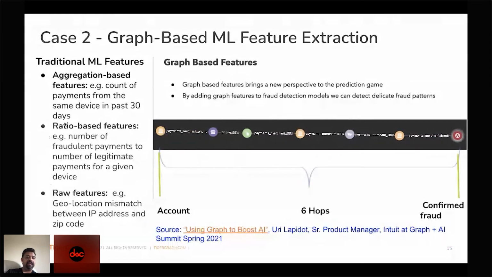These kind of features are traditionally what is used for traditional fraud detection. They fail miserably because this kind of link analysis is not present. And then graph-based features are all about bringing this link analysis into the equation to find the fraudulent behavior.